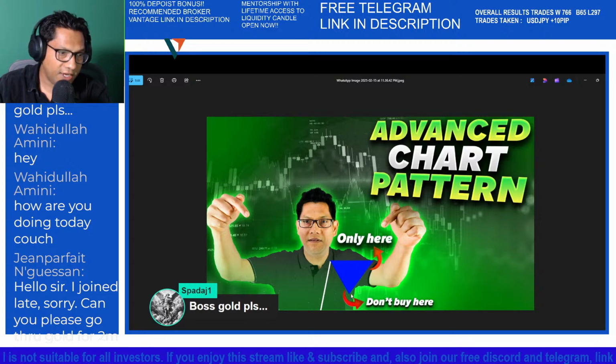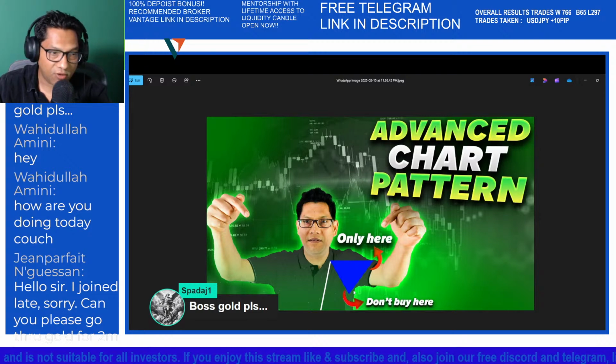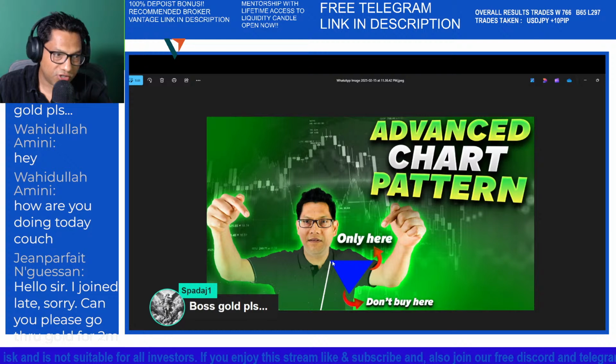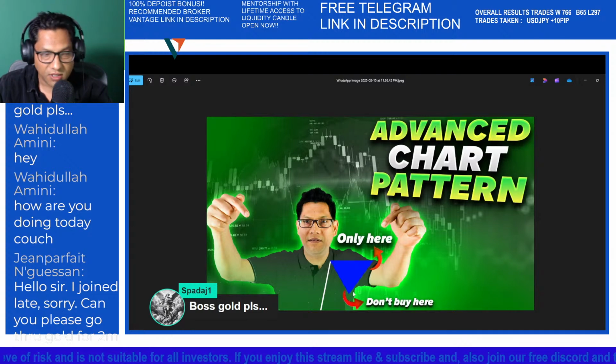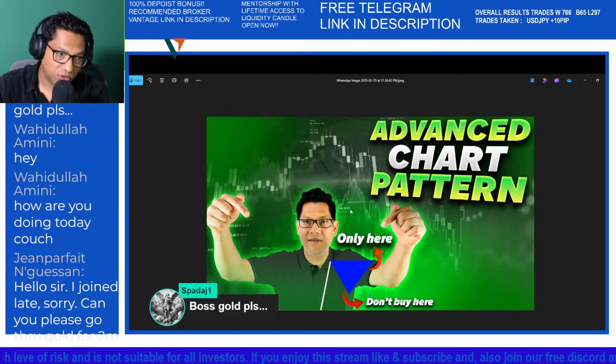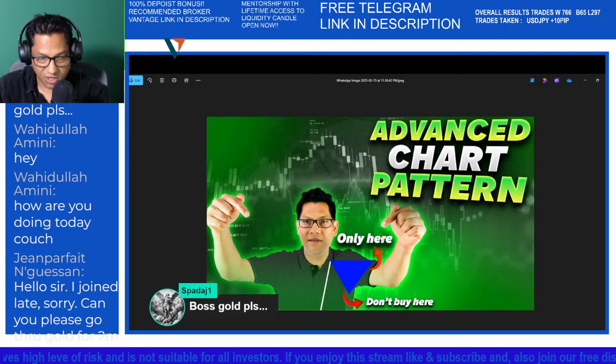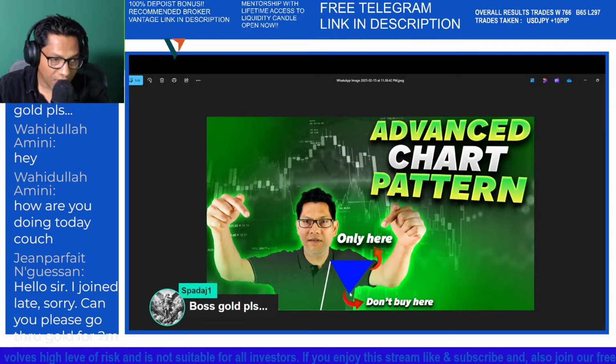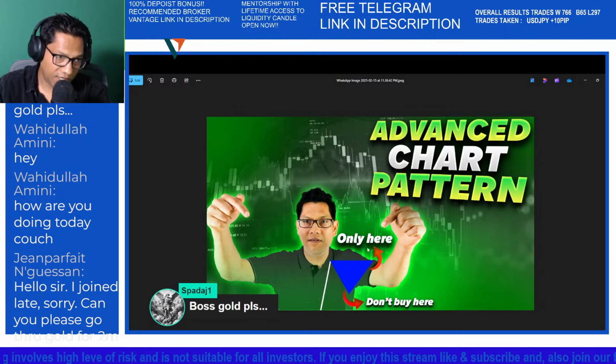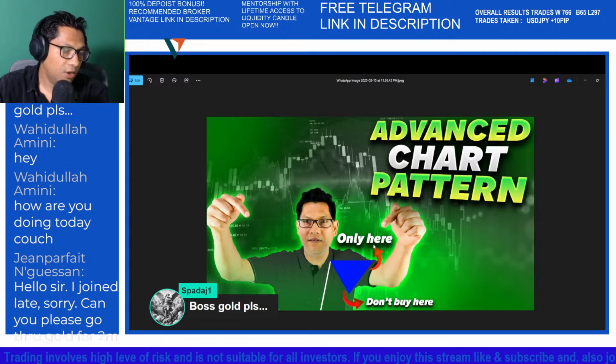If you look at this triangular pattern, this is a triangular downside for the bullish pattern. It could be the other way around, just a flip mirror for the bearish pattern. Now don't buy here, only here, right? So this is what you need to look at when you are looking at the pattern.